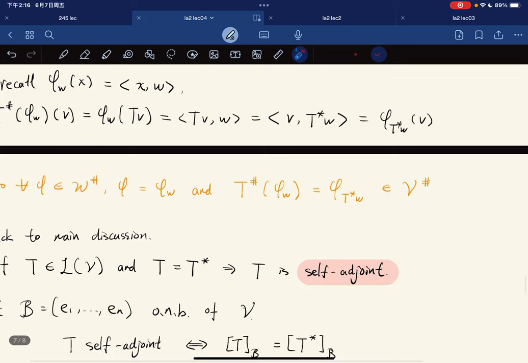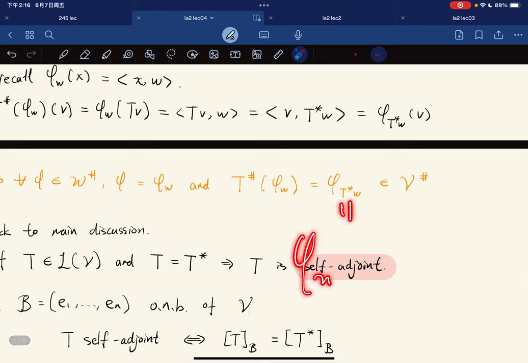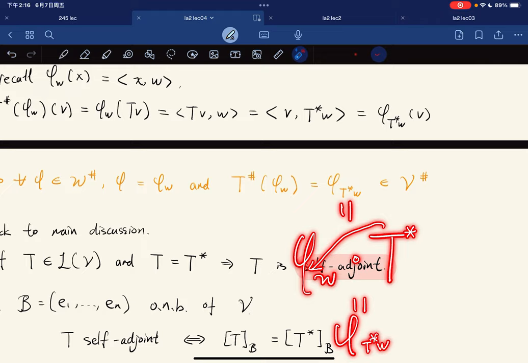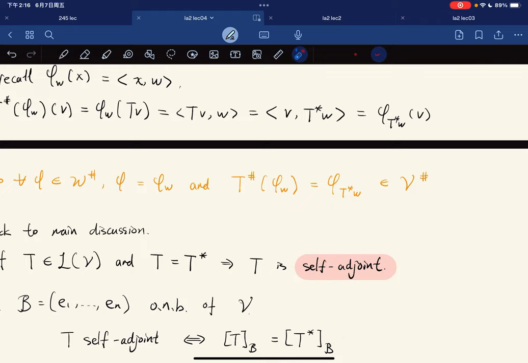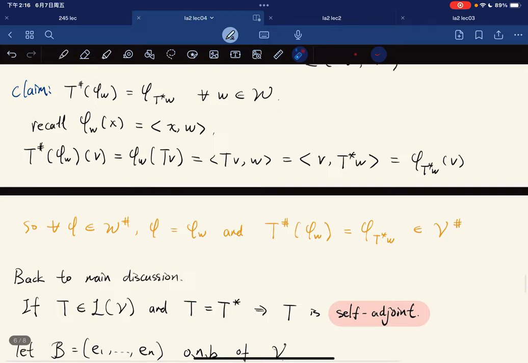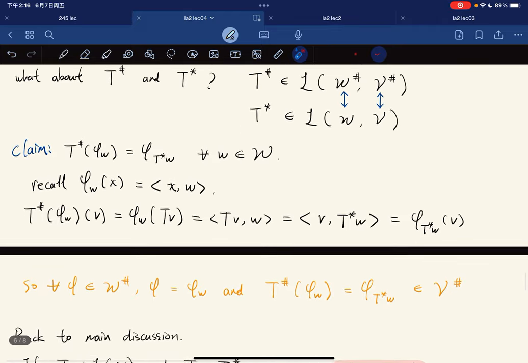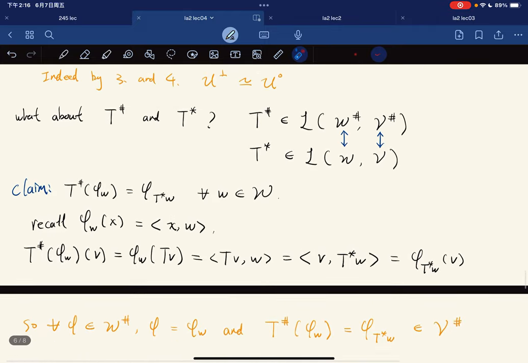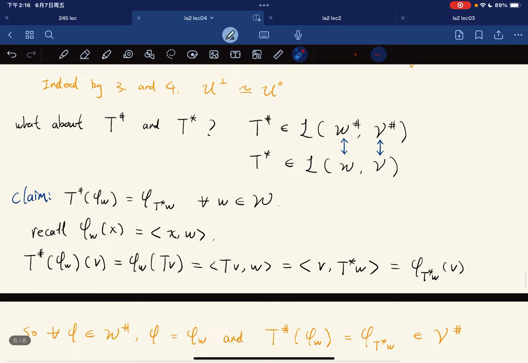So we can think about it this way: phi W of T is the same as T going to the bottom with the star. T gets so tiny with the star. You can interpret it in this way. It's a correspondence. Okay, so this is everything for the knowledge of adjoint operators.